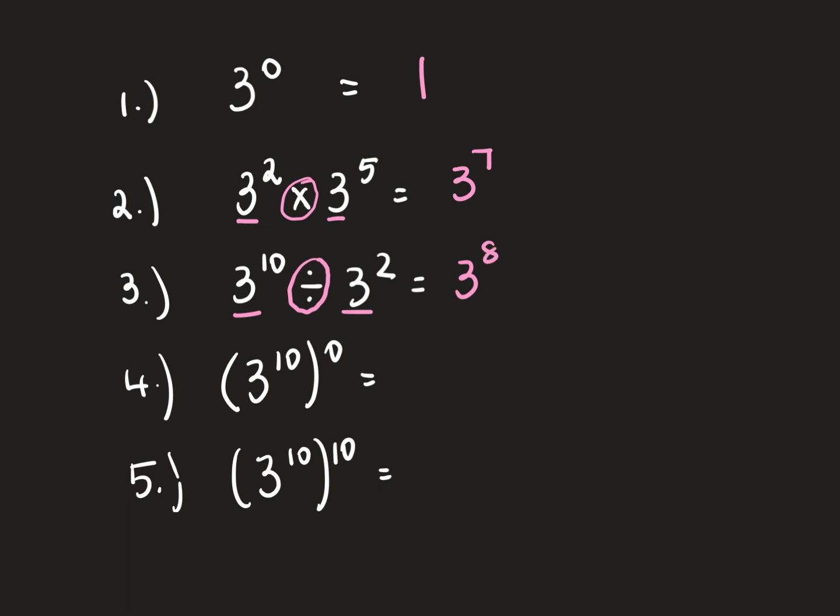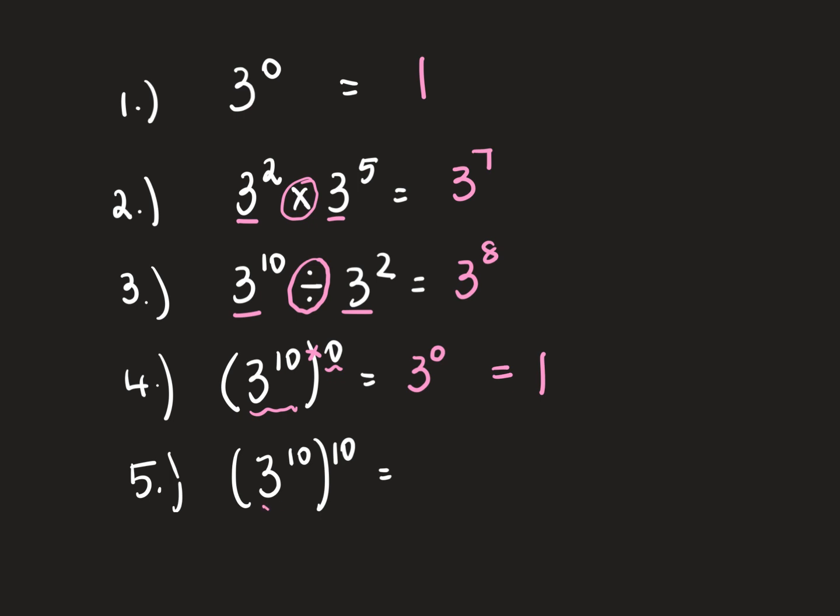Next one. Raising a power to a power, I multiply the indices. So that's going to give me 3 to the power of 10 times 0. What's 10 times 0? 10 times 0 is 0. Oh, what's 3 to the power of 0? Anything to the power of 0 is equal to 1.